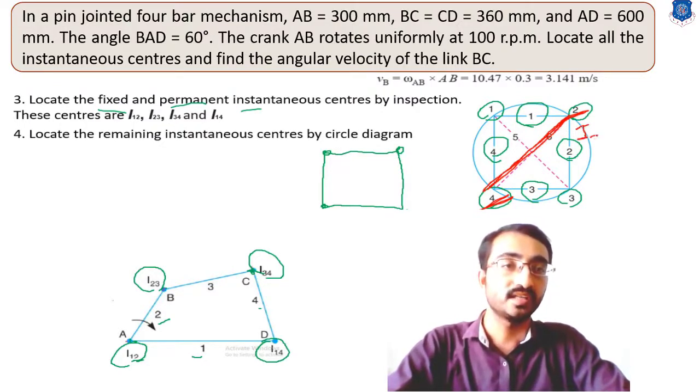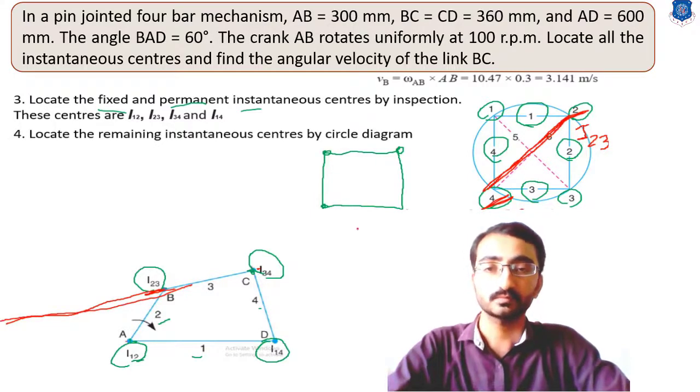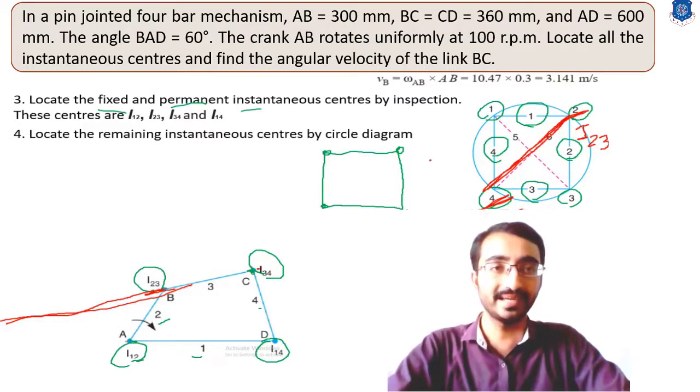this 2 4, then you have to stretch the I23 and I34 instantaneous centers. Okay, so over here if you observe 2 3, then it is over here, and your 3 4 is over here. So you have to extend this 2 3 and 3 4 line in this way.